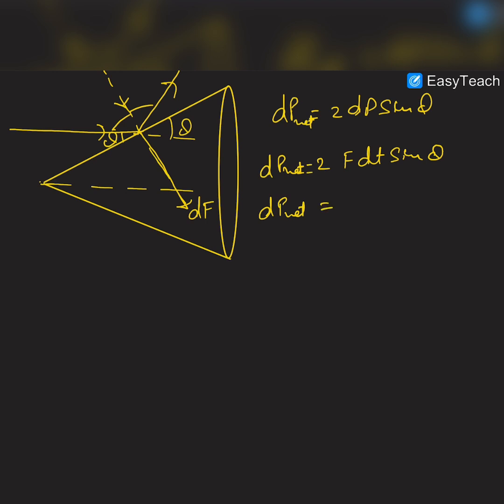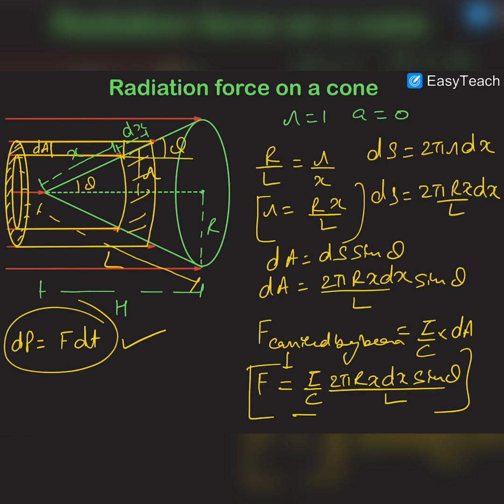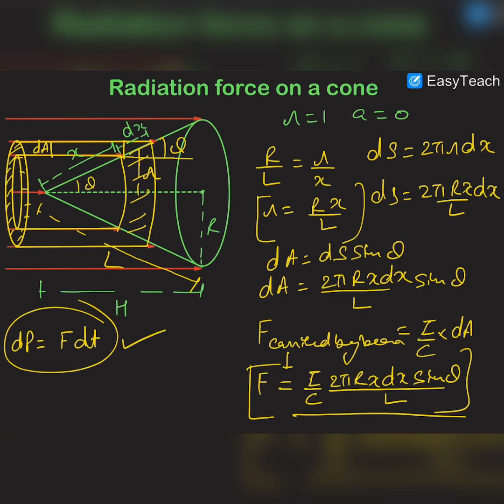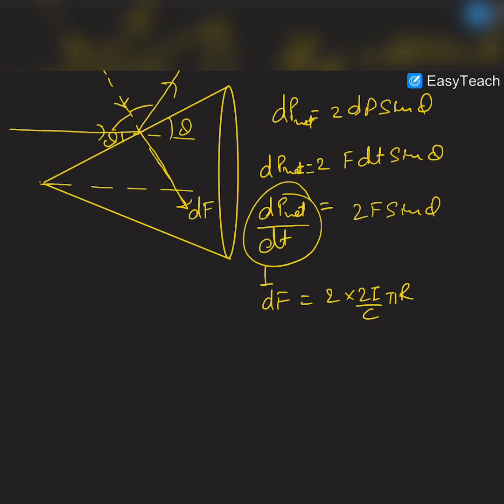So the net change in momentum per unit time will be equal to 2F sin theta. This will be the net force acting on this strip of the cone, so it would be dF. So dF will be 2F, and F is 2I by c pi r x dx sin theta by L.